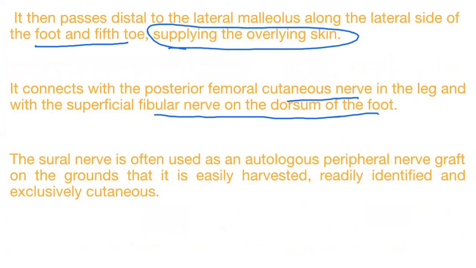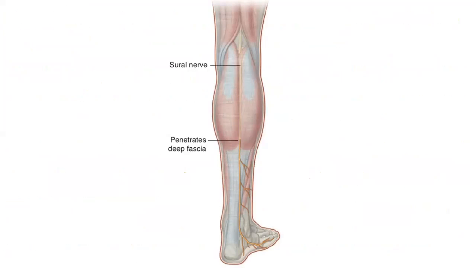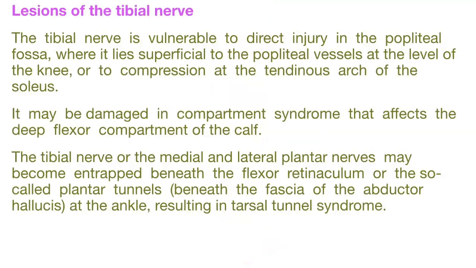The sural nerve is often used as an autologous peripheral nerve graft on the grounds that it is easily harvested, readily identified, and exclusively cutaneous. So it is used as a graft. So this is the sural nerve. It is penetrating the deep fascia, supplying the skin of the posterior and lateral side of the lower third of the leg and the lateral side of the foot, right?